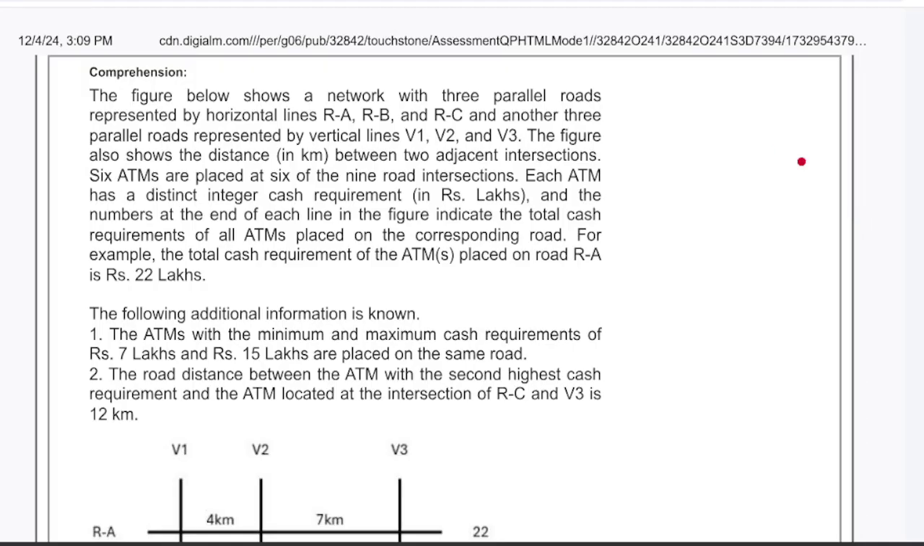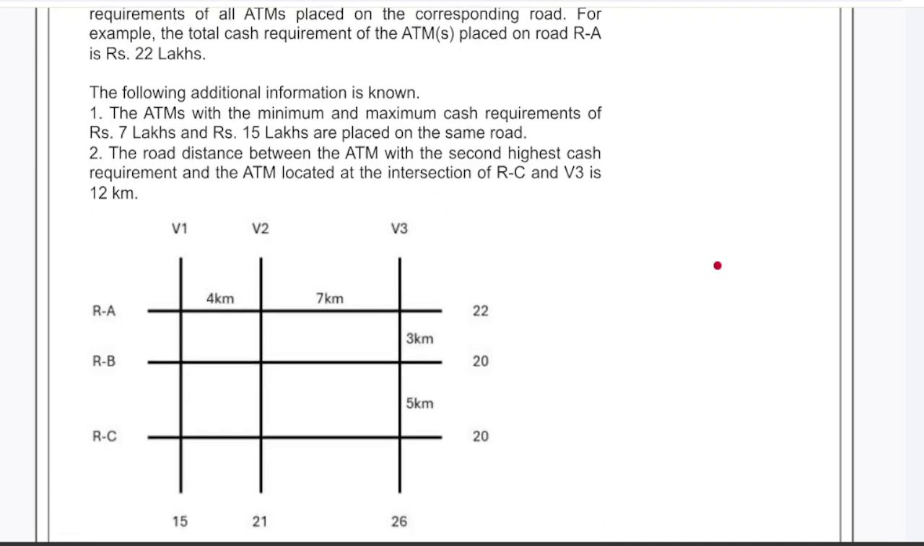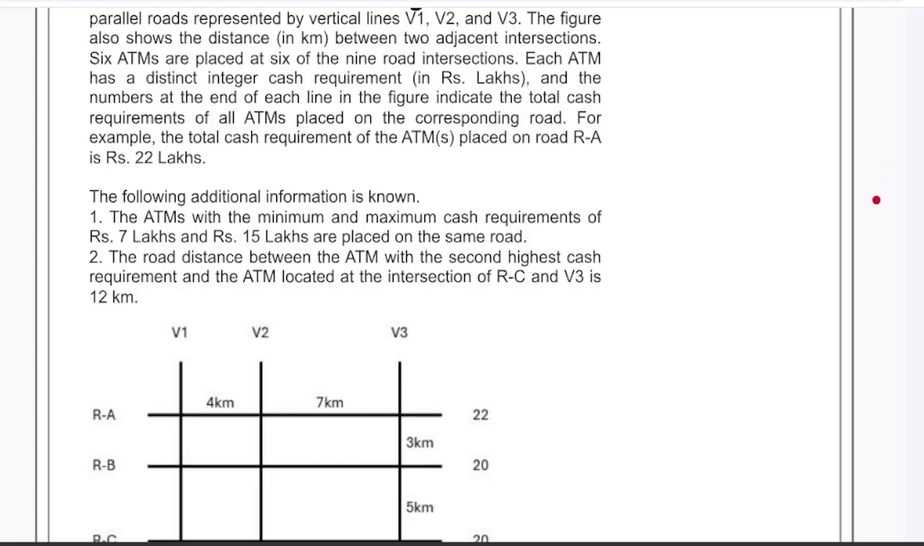Let's start doing it. It says the figure below shows a network with three parallel roads. So, this is the figure that has been given to us. They say there are three parallel roads represented by horizontal lines RA, RB, RC, and another three parallel roads represented by vertical lines V1, V2, V3. The figure also shows a distance in kilometers between two adjacent intersections. Six ATMs are placed at six of nine road intersections. That means three of these intersections are empty.